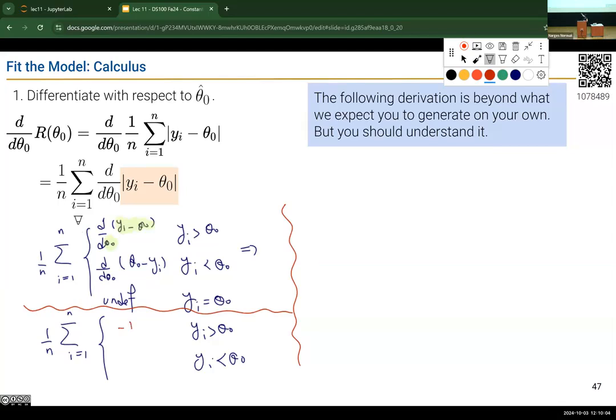What is the derivative of the second term with respect to theta 0? It is equal to 1, because that's the coefficient that I had, right? So this is theta 0 with respect to theta 0. So the coefficient is equal to 1. So this will be equal to +1, right? So this is kind of where I'm at.